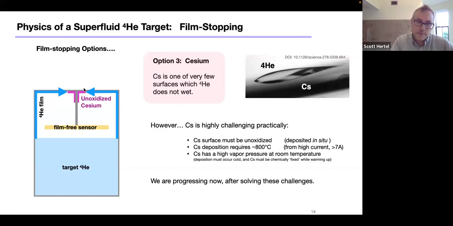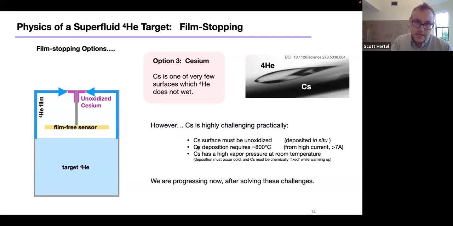So if you put unoxidized cesium here, you can produce a barrier for the film flow. Just like the knife edge, this applies no heat, it's just passive, and it does not introduce any evaporation. It's just a boundary with no high energy input. However, this is really, really challenging. The cesium surface must be unoxidized, so that means we have to deposit it in situ in the cell after pumping it down.